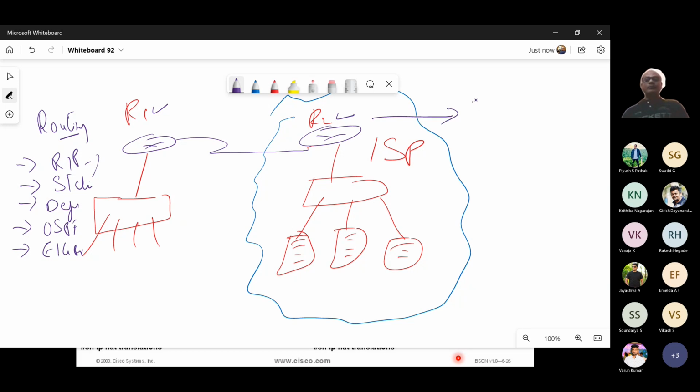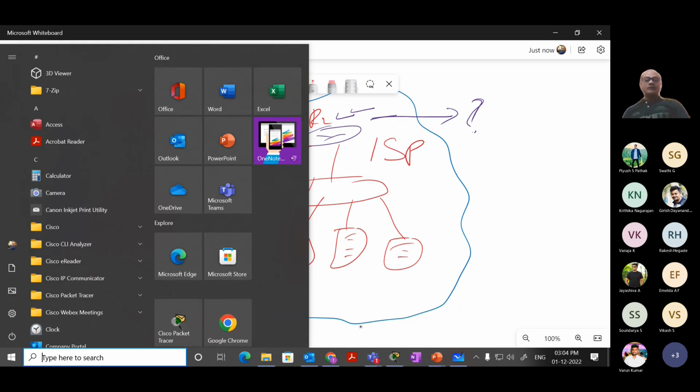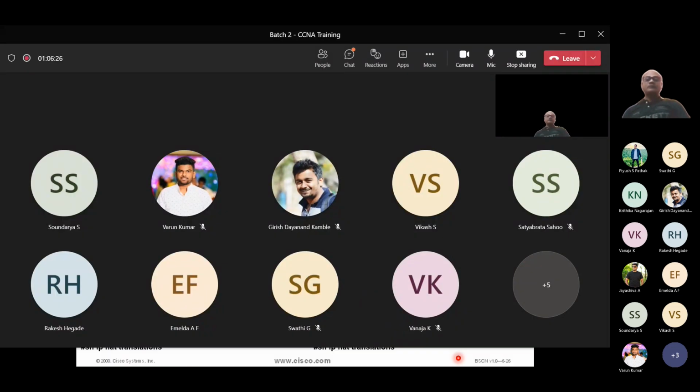So before we jump to the lab, I want this answer from your side. After the break, we'll jump to the lab. Before I start the lab, I want an answer from you people: what should I configure in the ISP router, what should I configure in R1, which protocol should I configure in R1 and which in R2. So try to get this answer. We'll take the break.